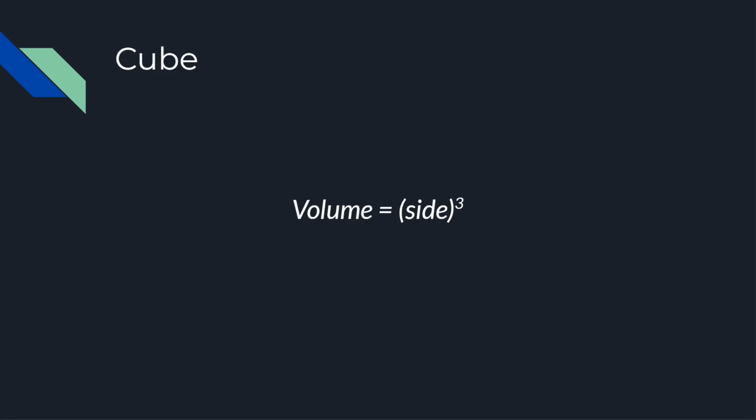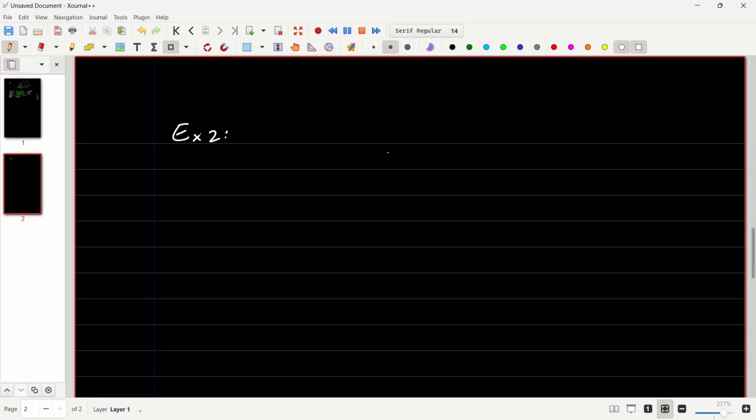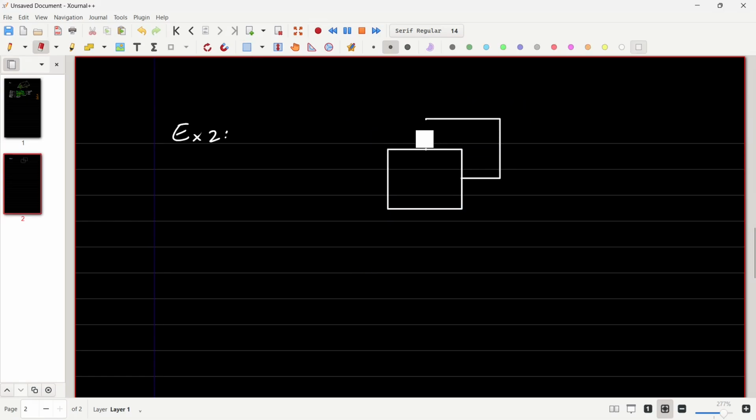The next shape we'll look at is a cube. For cubes, we can use the formula for the prism, but since all sides are equal, we can use side cubed to get its volume. Let's try this example. Now let's work out the volume.